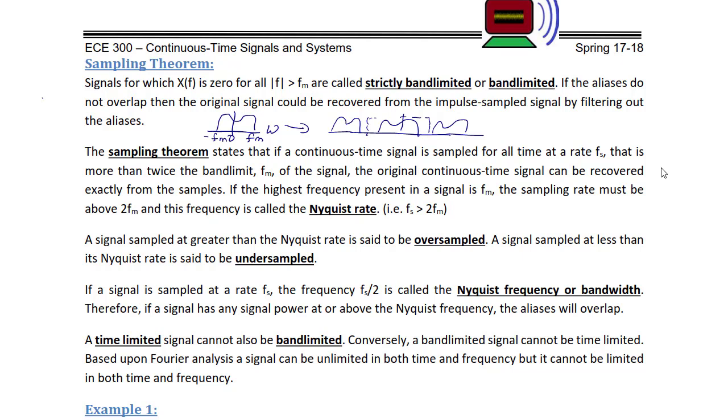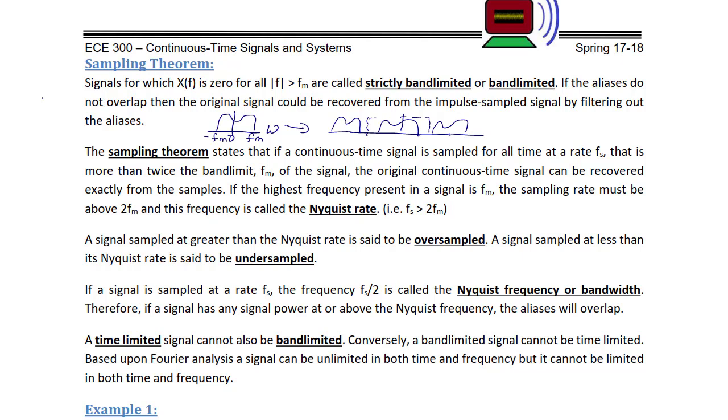The sampling theorem states that if a continuous time signal is sampled for all time t at a rate fs that is more than twice the bandwidth fm of the signal, the original continuous time signal can be recovered exactly from the samples. If the highest frequency present in a signal is fm, the sampling rate must be above 2 times fm, and this frequency is called the Nyquist rate. That's when fs is greater than 2 times fm.